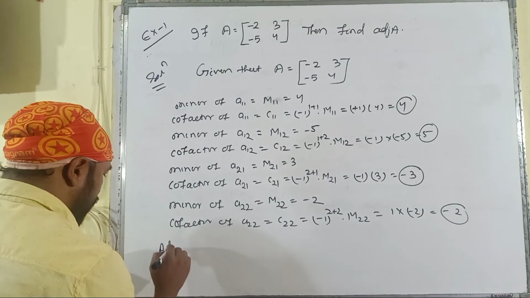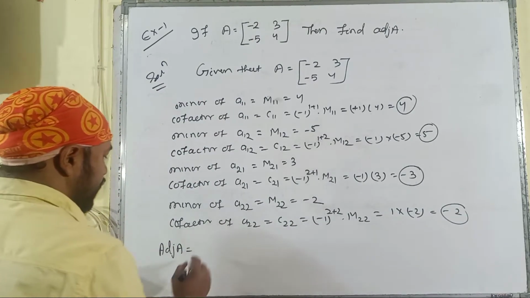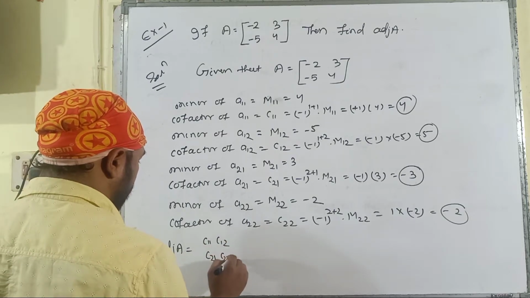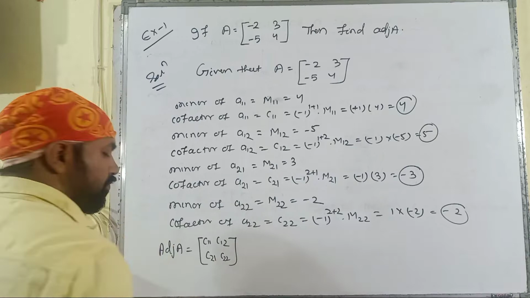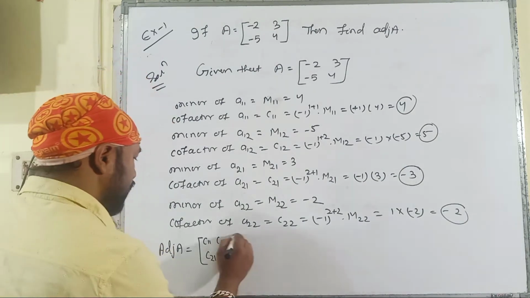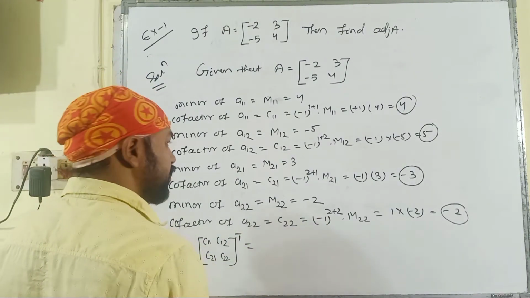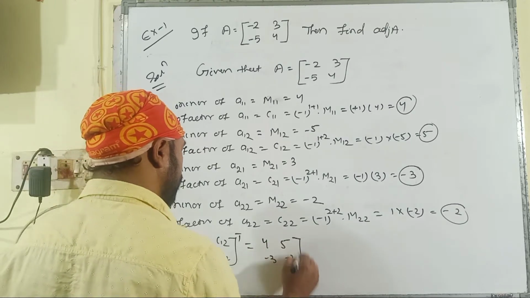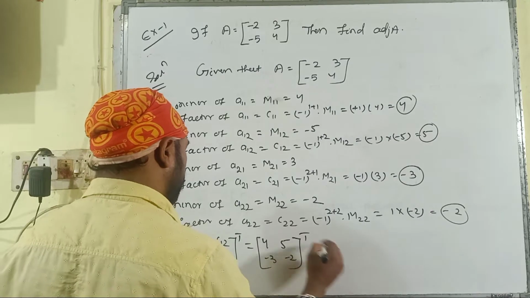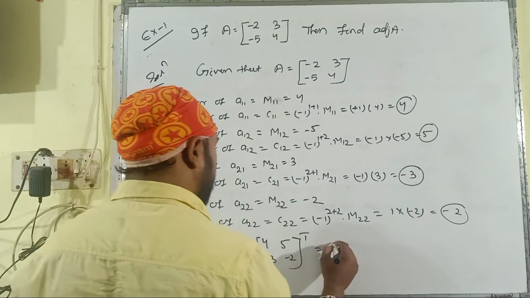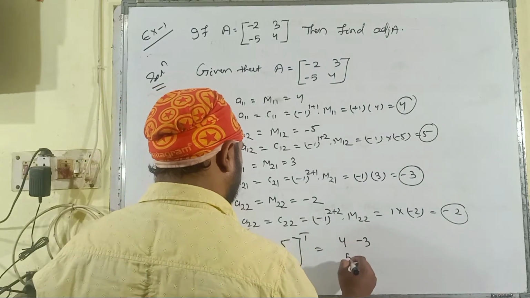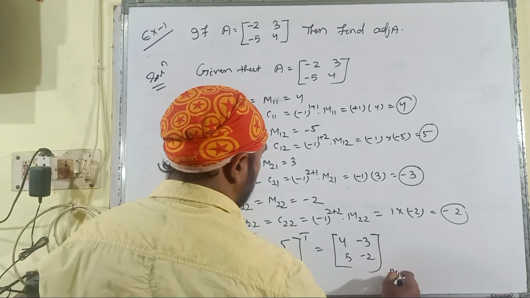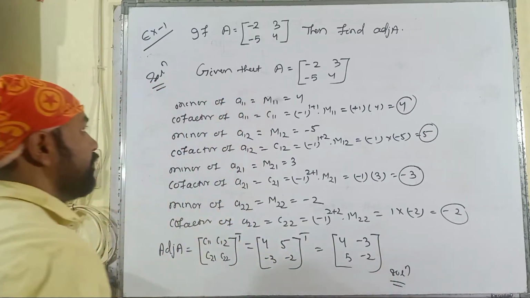Then the adjoint of A is defined as the transpose of the matrix containing the cofactors of all the elements present in the matrix A. So by putting the values here, it will be 4, 5, minus 3, minus 2. Then its transpose, and the answer will be 4, minus 3, 5, minus 2. And this is the solution for the given problem.